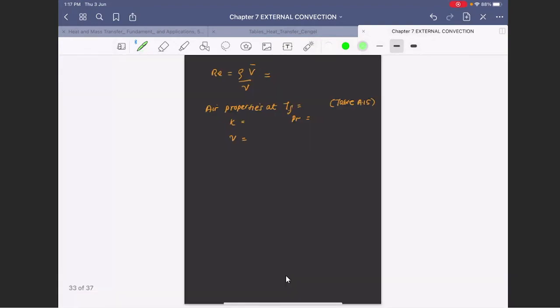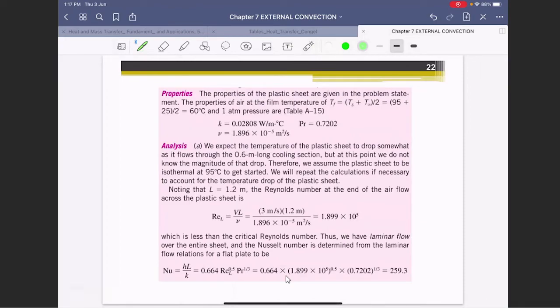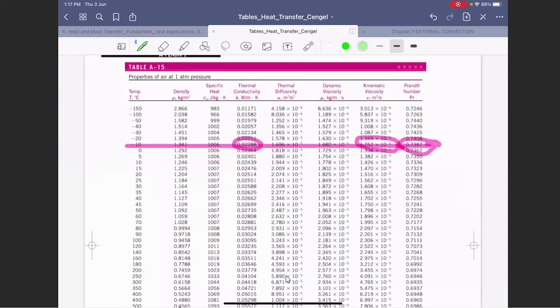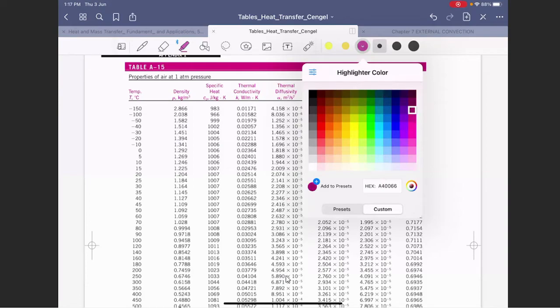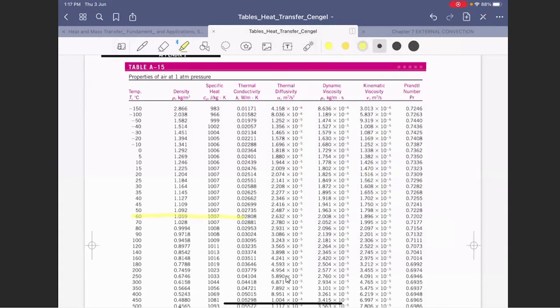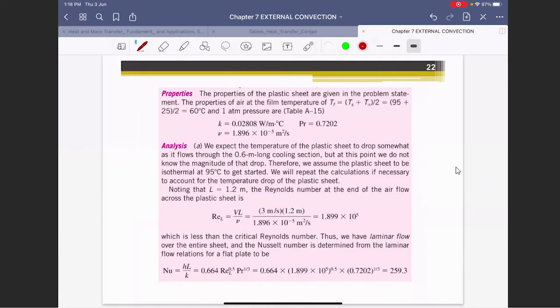So, to determine all the K, nu and Prandtl number, you must refer to table A15 and evaluate it at the film temperature of 60. Okay, this is your Prandtl number, this is your K. We need the K to be used in your Nusselt number formula. And then this is your nu. We need these three properties to solve for Reynolds number and Nusselt number.